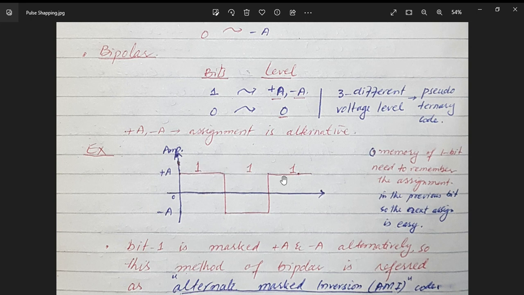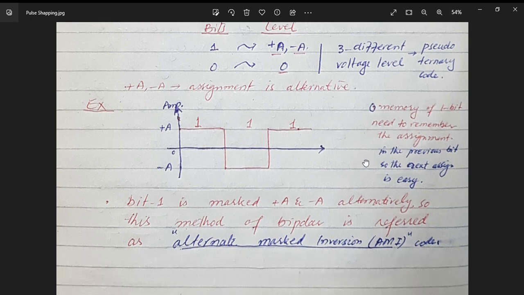If it is 1, 0 and then 1, then you don't need to do this type of alternation. But if it is consecutive ones, then you do the alternate assignment. For that, a memory of one bit is required to remember the assignment of the previous bit, so that the next assignment is easy. So bit 1 is marked alternately as positive A and negative A. This method of bipolar is referred to as alternate mark inversion, or AMI code.